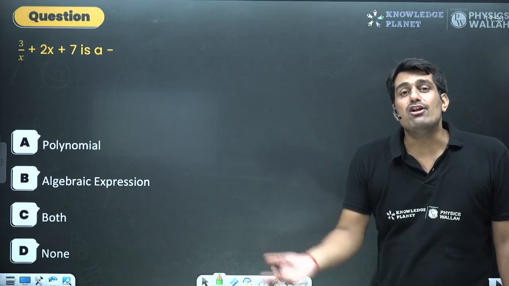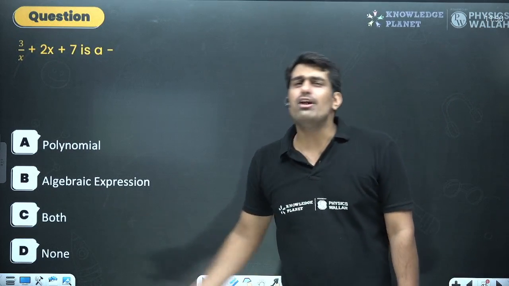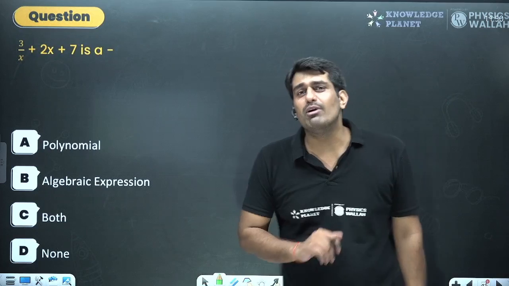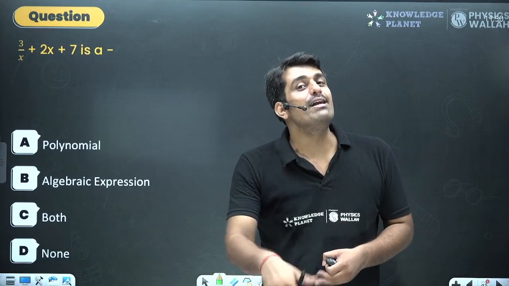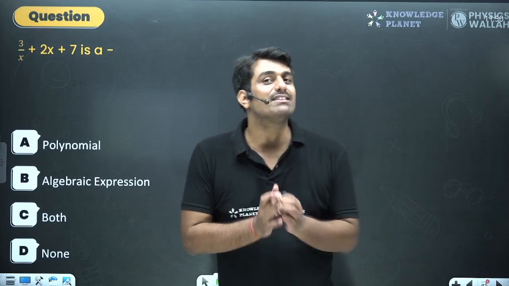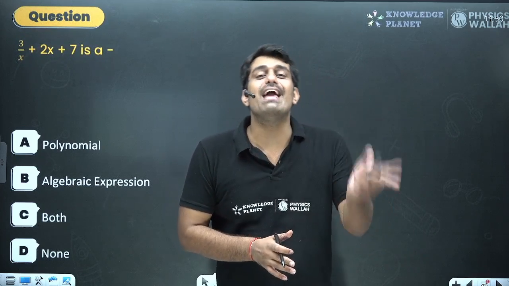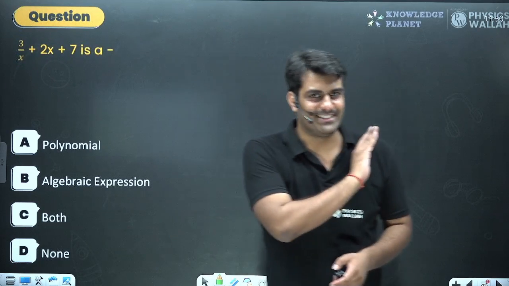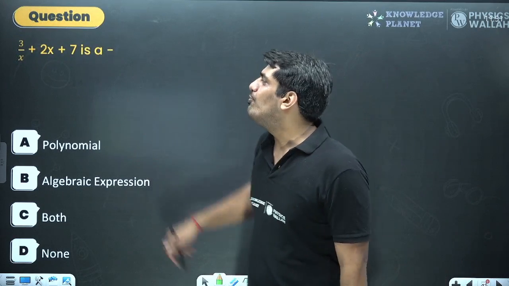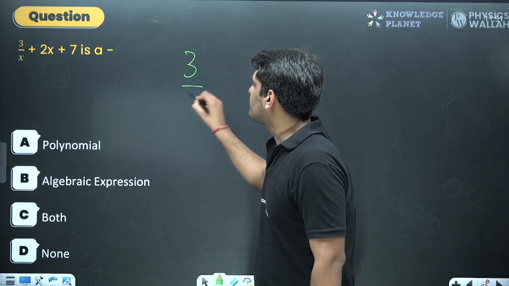This is a polynomial or algebraic expression, or you can say they are both. So what do you think about it? Whenever I come up with a question, always try to pause the video and first answer. Then listen to me for the correct answer. In this manner, you will be able to analyze whether you are going in the correct direction or you need some rectification. Alright. In this one, we have one thing, 3 by x.